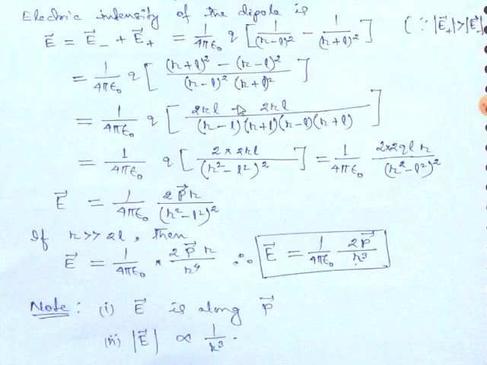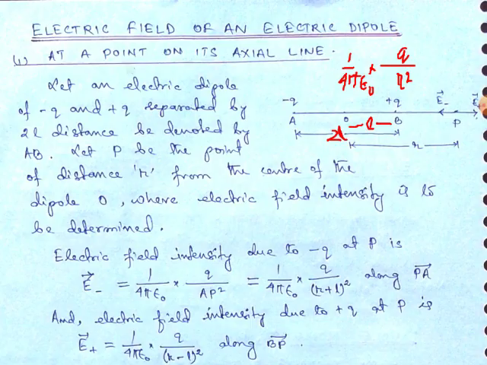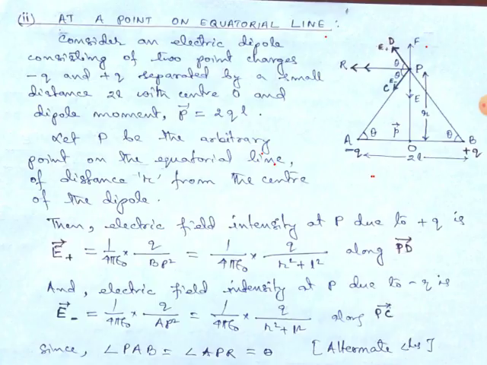So here we see the electric field E. Let's first do it for E minus. E minus will be equal to 1 by 4 pi epsilon naught q divided by AP square, which is equal to 1 by 4 pi epsilon naught into q divided by r square plus L square, and it will be acting along PC, or you can call it PA.